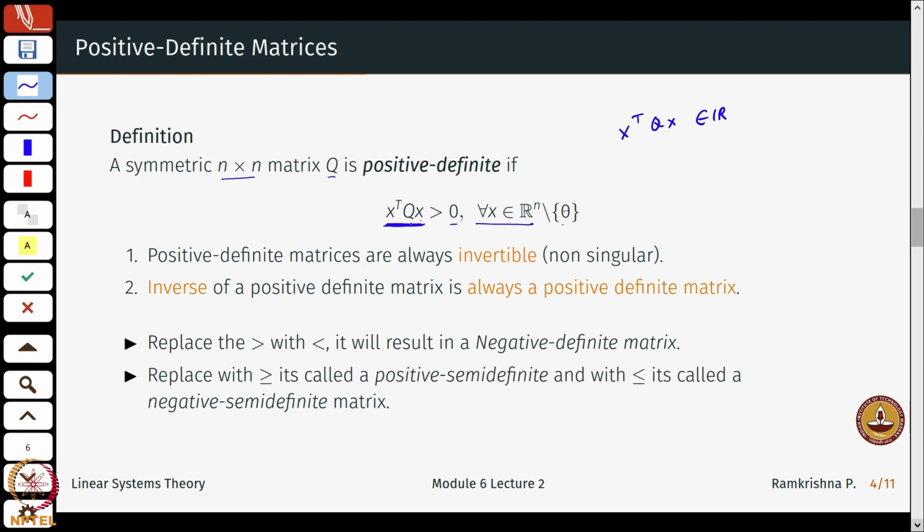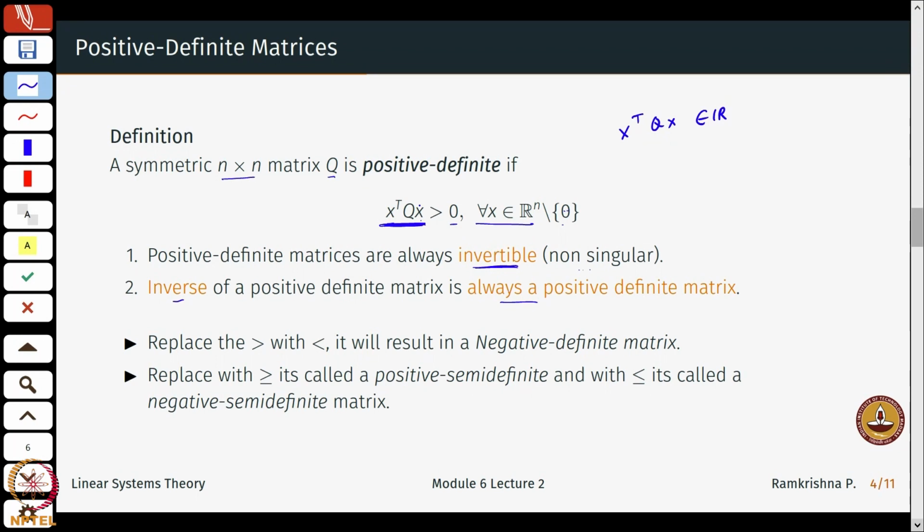But I would not want to do this for all x and take forever to check whether even a 2 cross 2 matrix is positive definite or not. Okay. So, before we look at the ways to check if a matrix is positive definite or not, I just list some properties: such matrices are always invertible, which is also a good property, and that also means that they are non-singular. Another good property is that the inverse of a positive definite matrix is always a positive definite matrix. Again, the proofs are pretty simple, so I just skip.